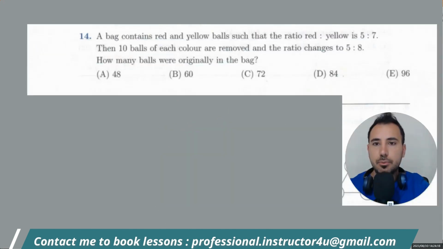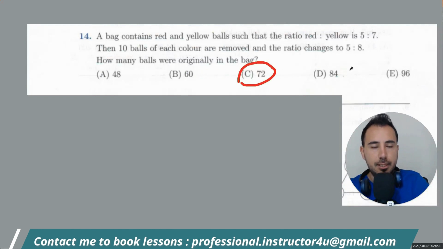A bag contains red and yellow balls such that the ratio red to yellow is 5 to 7. Then 10 balls of each color are removed and the ratio changes to 5 to 8. How many balls were originally in the bag? So again, if you want to solve this question, it would be a bad idea to do it directly. Let's just do some guesswork. So I'm going to go with the middle one because later I'll know whether I have to go lower or higher.